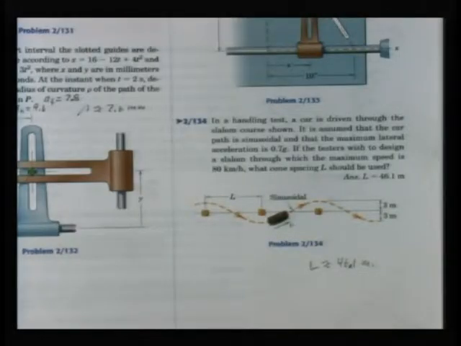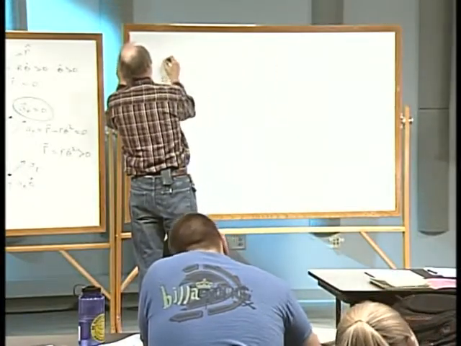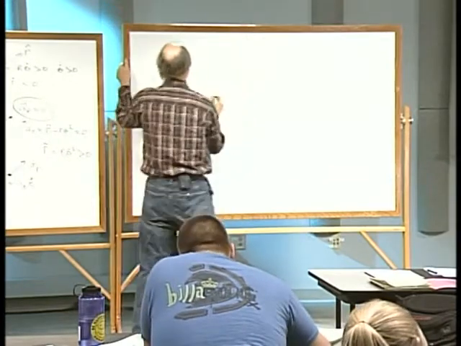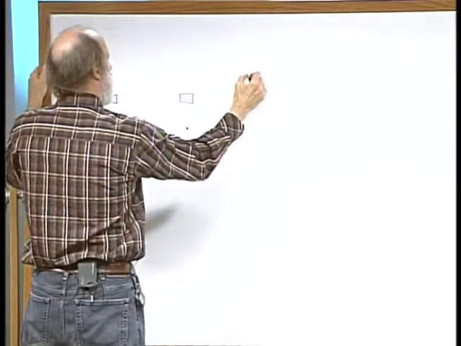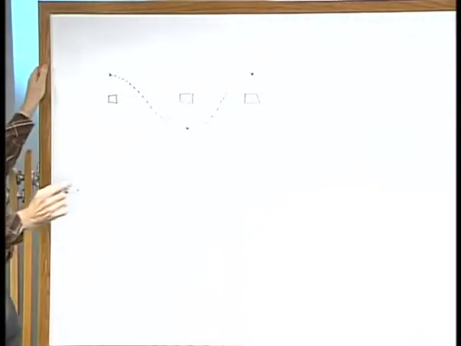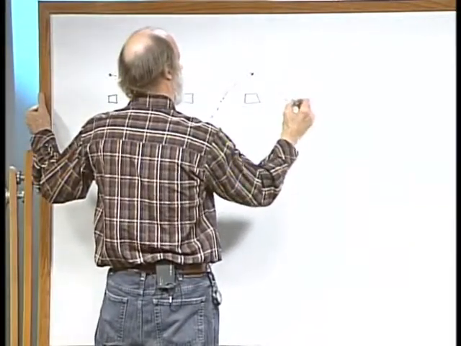And we don't want it to exceed that 7/10 of a g lateral acceleration. Testers wish to design the slalom through which the maximum speed is 80 kilometers per hour. All right, maximum speed is 80 kilometers per hour. So the way they've drawn this, if I use that left pylon as my reference, then my path is going to look like this. We don't want to deviate from the line of cones by more than 3 meters to either side.